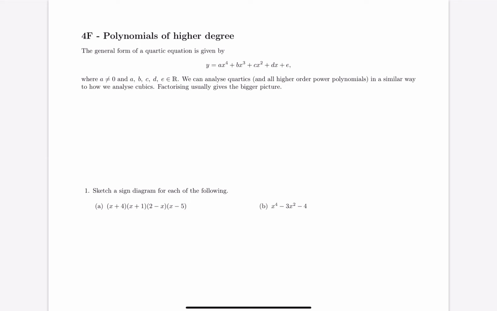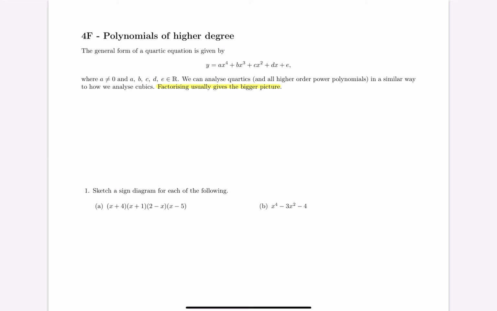So when we talk about polynomials of high degree, we have this same key idea of how we're able to graph these things. And the best way to do this is by factorizing. It's key that you know that factorizing usually gives the bigger picture, and I'm just going to draw a couple of examples underneath of what I mean by that.